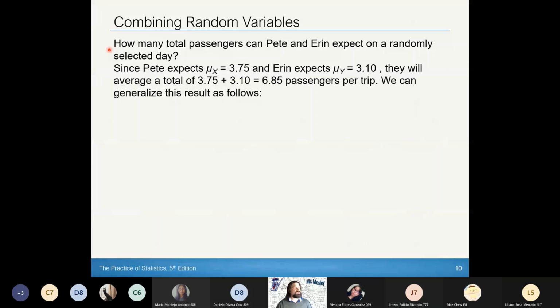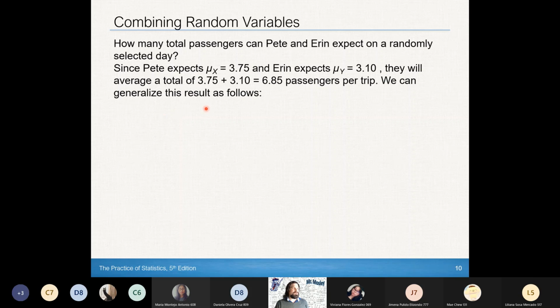So here we are. How many total passengers can Pete and Aaron expect on a randomly selected day? Again, remember, if you see this word expect, that's asking for the mean. The other thing we call the mean is the expected value. Since Pete expects a mean of 3.75 and Aaron expects a mean of 3.1, they will average a total of 3.75 plus 3.1, or 6.85 passengers per trip.